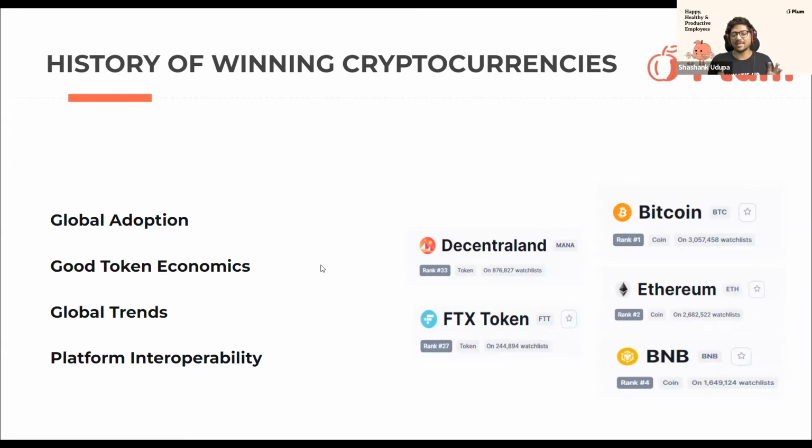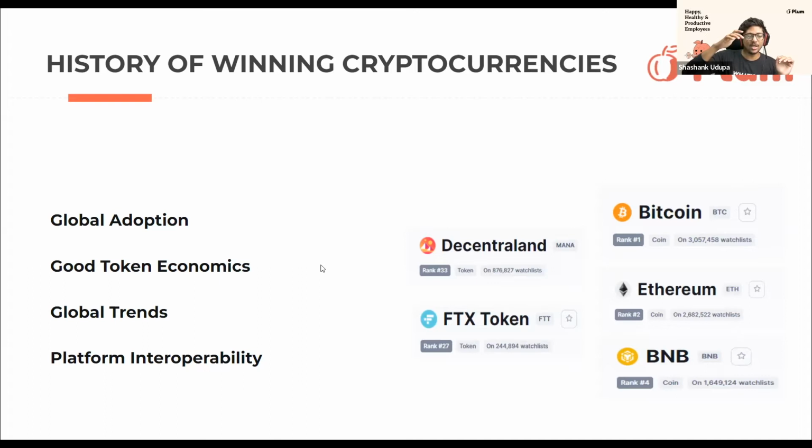FTX token is basically on the exchange side. BNB is on the exchange side. Ethereum is a smart contract utility. That is why Ethereum is famous. And Bitcoin is like our USD dollar. It is like the father coin, so everything is pegged to Bitcoin as well. But utility, not there right now. Nothing's there. It's just there because it was number one.